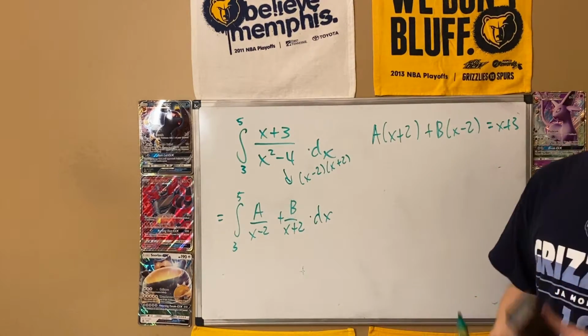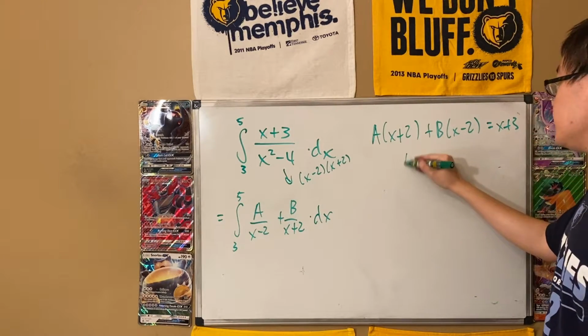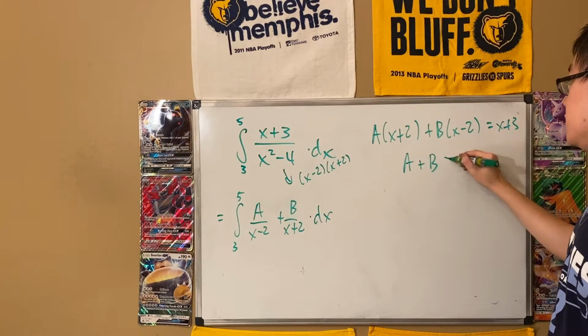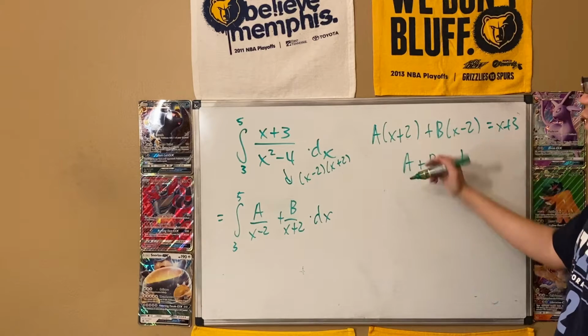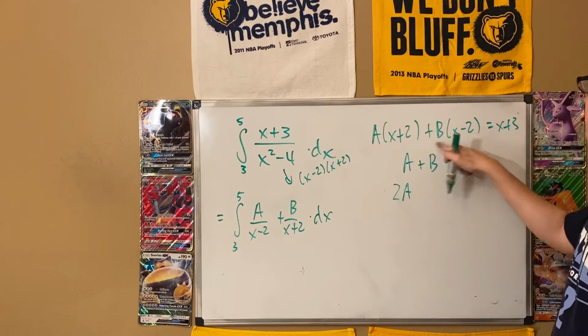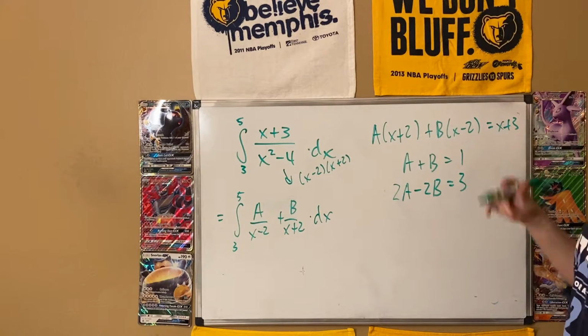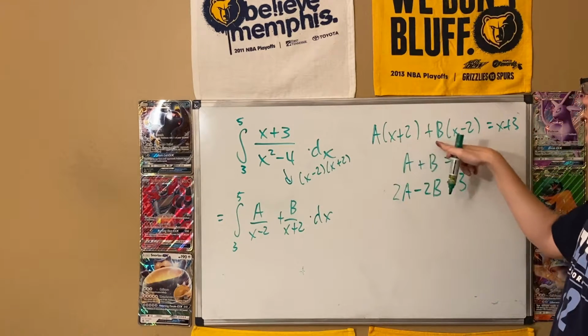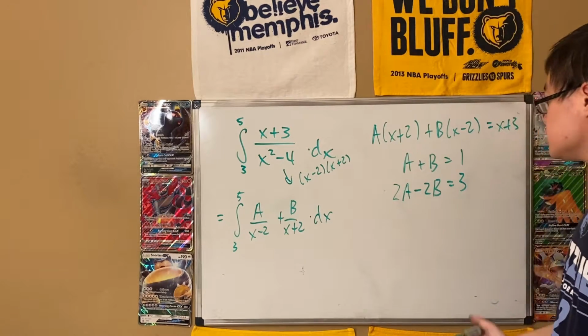Let's try to combine all the x's. So it's ax plus bx is equal to x. So it looks like it's going to be a plus b is equal to 1. Not the hardest equation in the world. Then it's going to be 2a minus 2b is equal to 3, because those are all the not x's. 2a minus 2b equal to 3. Then you solve your system of equations.